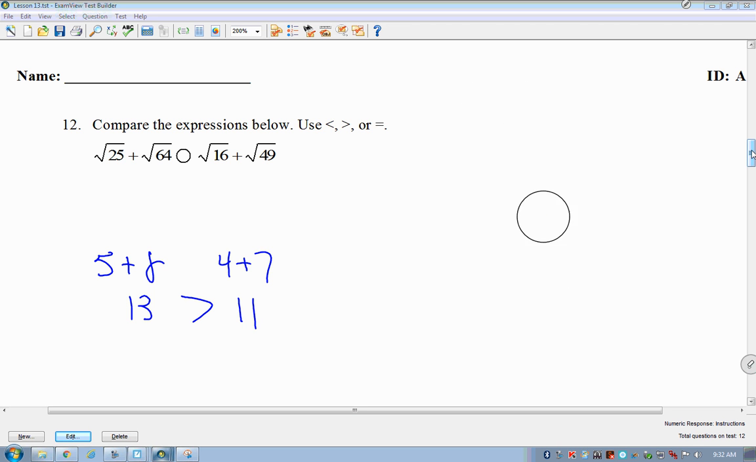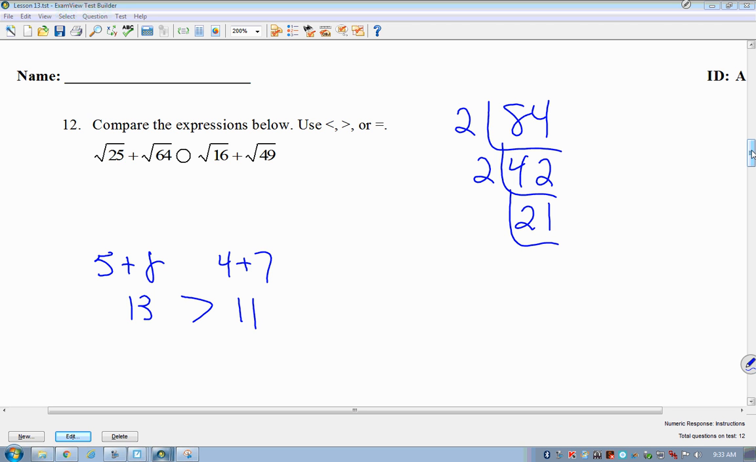Let's try something a little different. How about 84? That would be 42, and that would be 21, which is 3 and 7. Now, because it's a square root, I take out doubles of numbers. So this would actually be 2 square root of 21, because I'm left with 3 times 7 inside. It's a factoring tree. Do we remember this at all? The simplified radical form of the square root of 84 is 2 radical 21. Does that make sense?